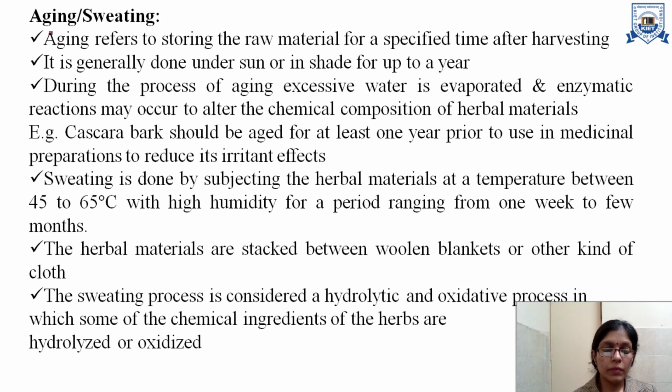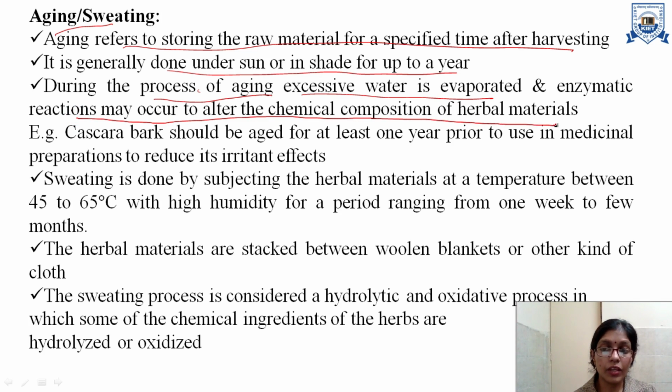Then what do we mean by aging or sweating? Aging refers to storing the raw material for a specified time after harvesting. It is generally done under sun or in shade for up to a year. During the process of aging, excessive water is evaporated. Enzymatic reactions may occur to alter the chemical composition of the herbal material. Sometimes this is very beneficial.